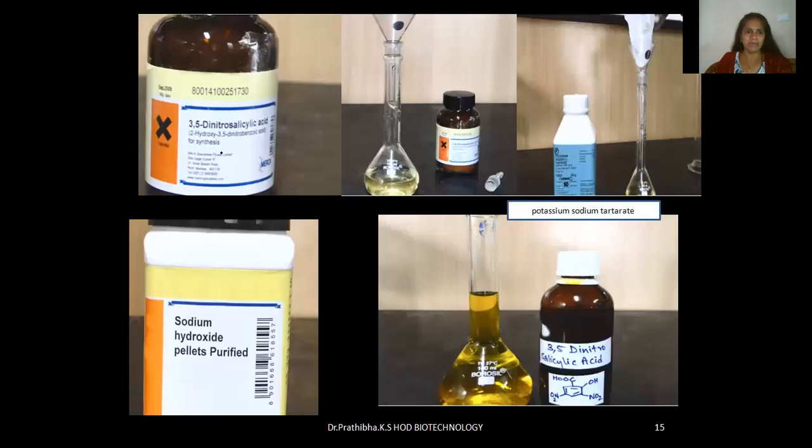You can make out here, we have taken this particular chemical, that is 3,5 dinitrosalicylic acid, 1 gram. Then 2 normal sodium hydroxide we took, then we took potassium sodium tartrate and dissolved in 50 ml of distilled water. Once both the chemicals are mixed thoroughly, the final volume is made up to 100 ml, and that can be stored in this kind of brown colored bottle. Label that as 3,5 dinitrosalicylic acid.